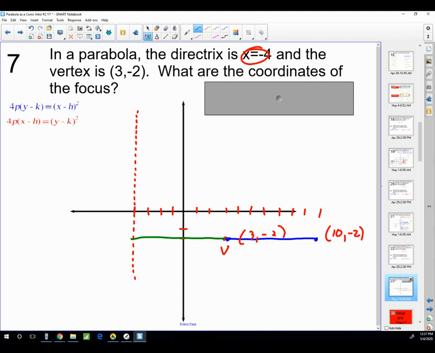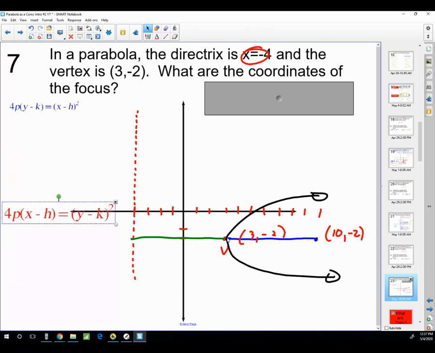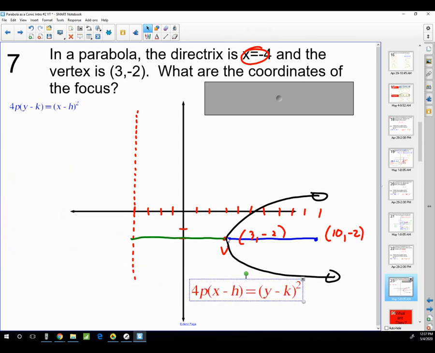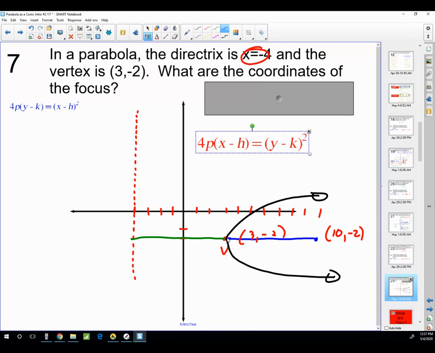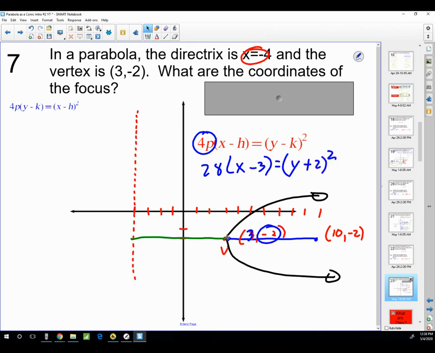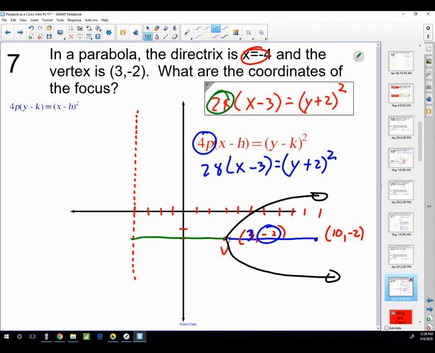This is not a function because the vertex is here. It would graph out like that. And let's pick the non-functional format. We already know that P is 7. We just counted that. So 4 times 7 is 28. X minus the x coordinate of the vertex is 3 equals y minus the y coordinate, but it's minus -2, so let's put plus 2 squared. All right, let's check that with the answer to make sure we got it right. Looks like we did. Keep in mind it's positive this time because it's going to the right.